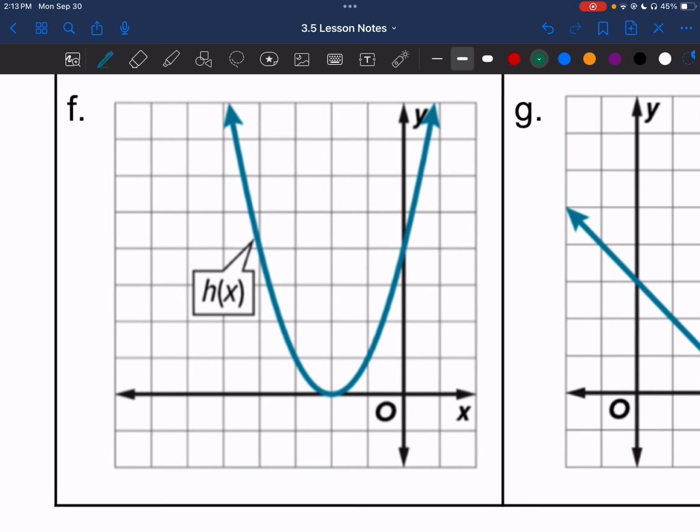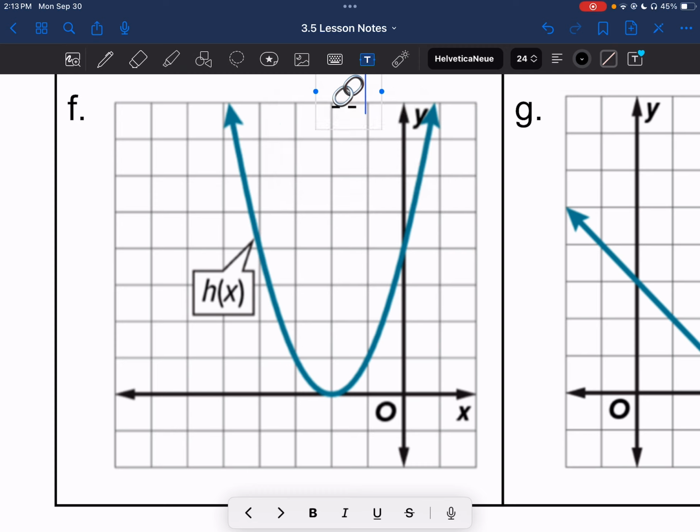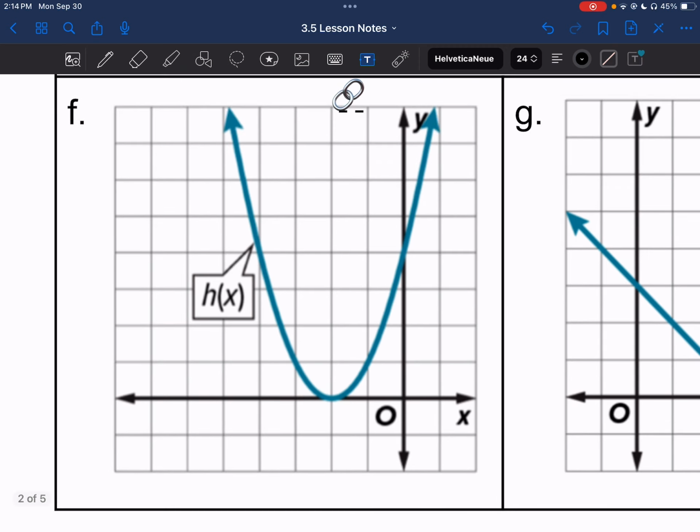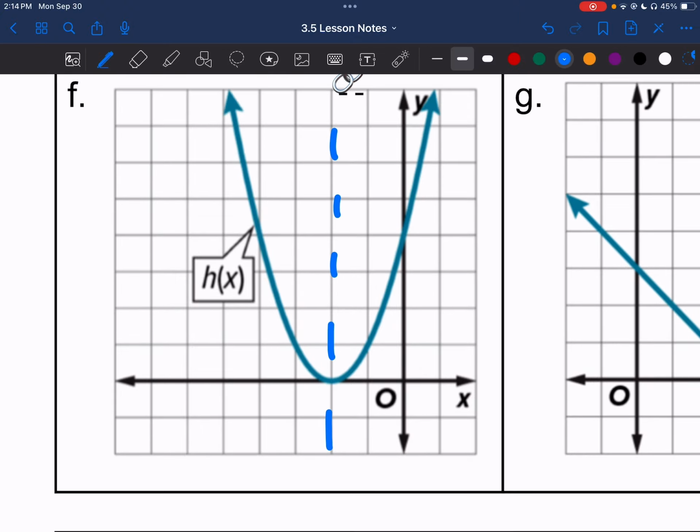Letter F. Letter F, we do have a line of symmetry. And it's going to look like this. All right, so that's going to be x is equal to -1, -2. So x equals -2. Yes, this is symmetrical.